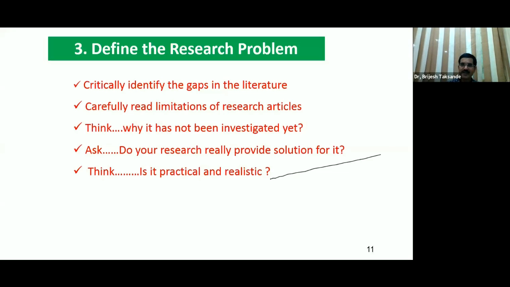And finally, before starting your protocol, before finalization of your research problem, think twice whether it is practical and realistic, right? Your problem may be very novel, very innovative, and you are suggesting a very innovative solution for it. But if it is not practical at your laboratory, if it is not really possible to be carried out at the laboratory of SKB College of Pharmacy, Kamti, you would be in a big problem for its execution, right?